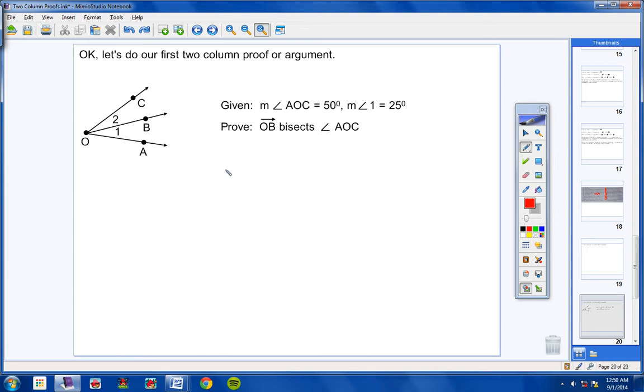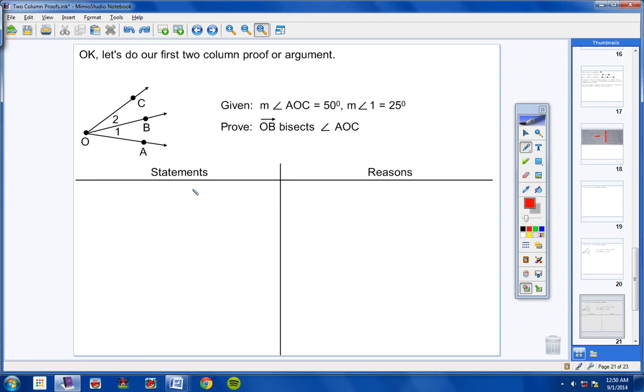And so here we go. Let's go ahead and try to do this two-column proof. Now here's what you do. When you are asked to do a proof in geometry like this, what you want to do first of all is you want to go ahead and set up a table like this, okay? So you're going to want to put the word statements over here, and you're going to want to put the word reasons over here. So go ahead and do that, okay?